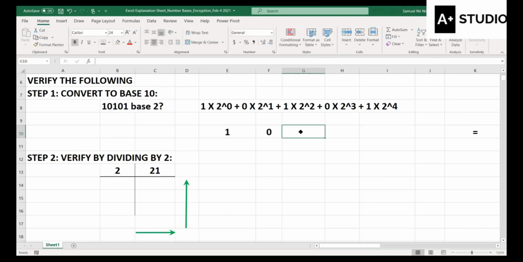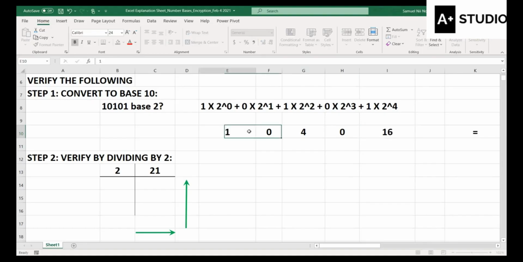Now, when we come here, 1 times 2 to the power 2. 2 to the power 2 is 4. So 1 times 4 will give you 4. Then this, 0 times any number will give you 0. And 2 to the power 4 will give you 16. I hope you know that. Times 1 will give you 16.